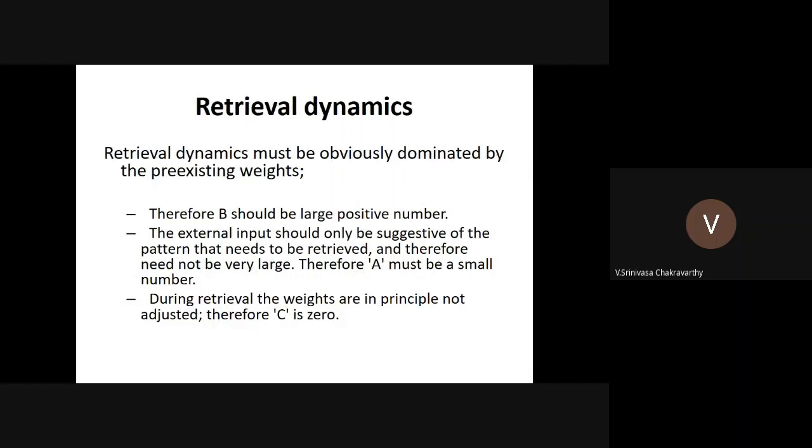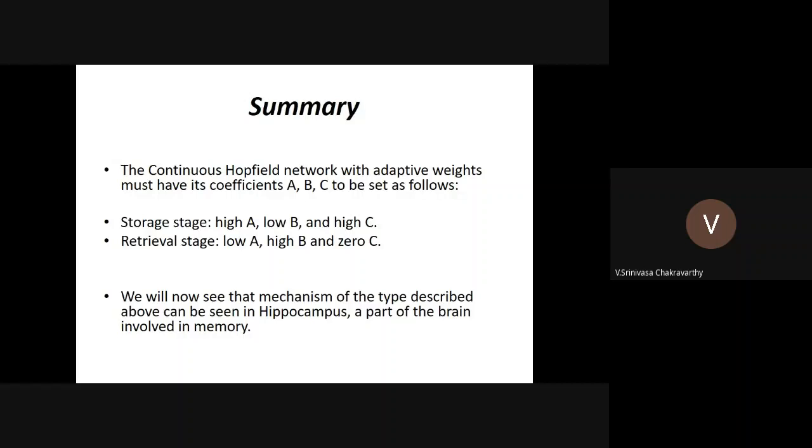During retrieval, it's a slightly different story. A must be small. The external input must be blocked or must not have much influence. The lateral interaction must be important. So therefore, B should be a large positive number. And during retrieval, by definition, weights should not change. Weights change only when you're learning something new. Once you're not learning, weights should not change. Okay, so C should be 0. So these are the kinds of things that you want. And so to summarize, during the storage state you have high A, low B, and high C. During retrieval, you have low A, high B, and 0 C, or low C.